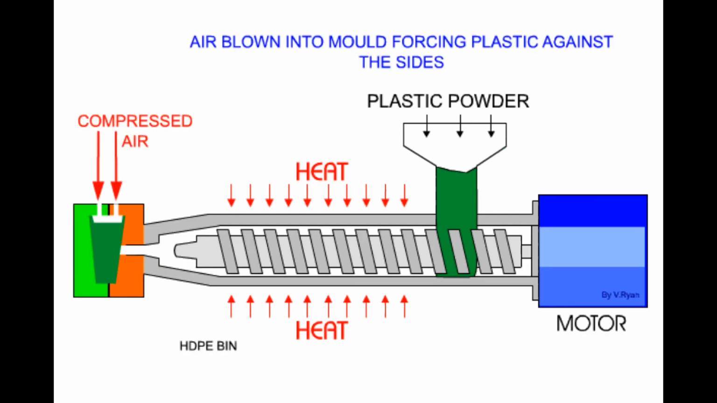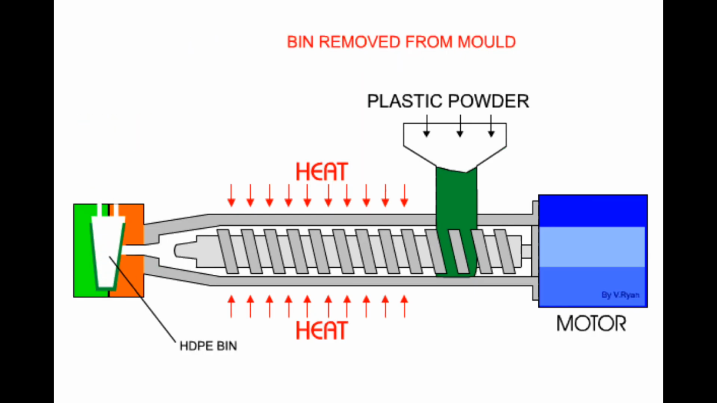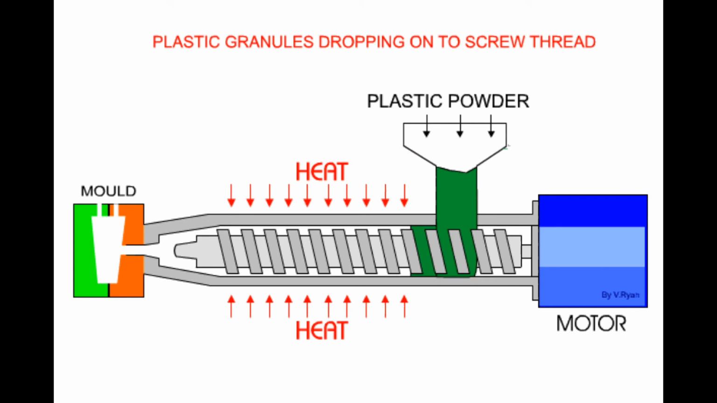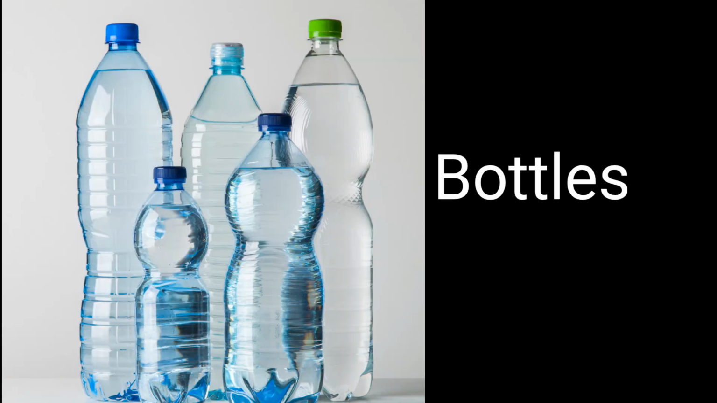Blow molding. This involves the process of blowing air into the hot plastic material injected into the mold, which is in the shape of the required article. It is used for making hollow articles such as flasks, plastic bottles, etc.